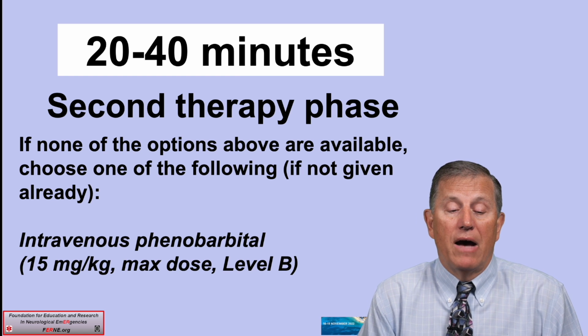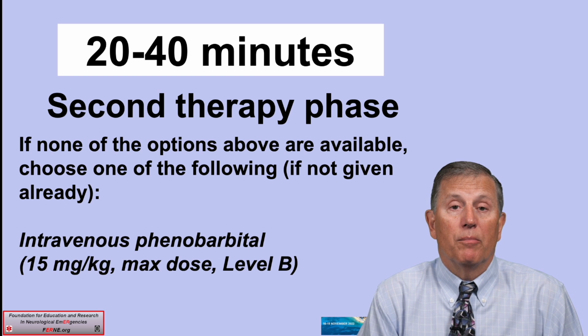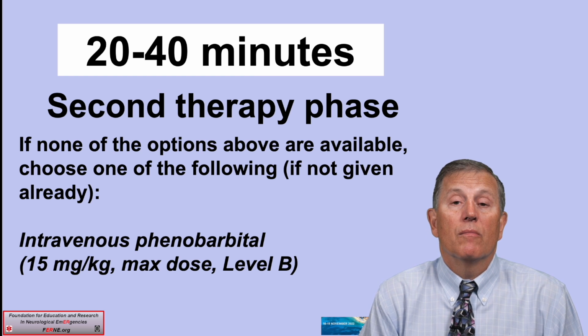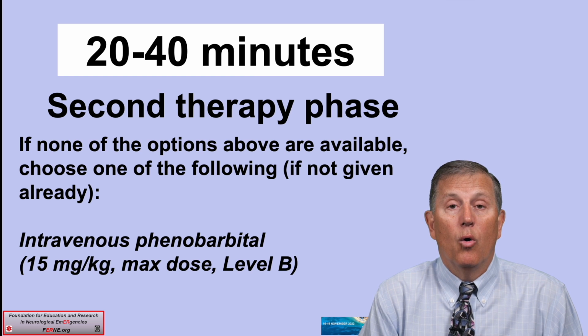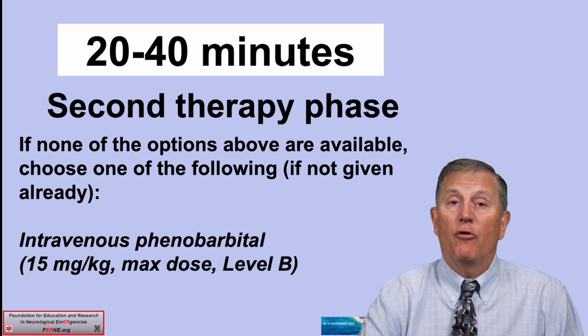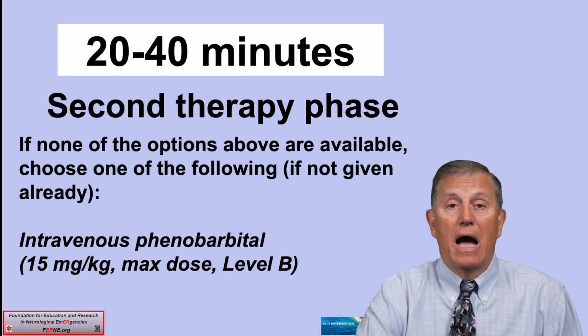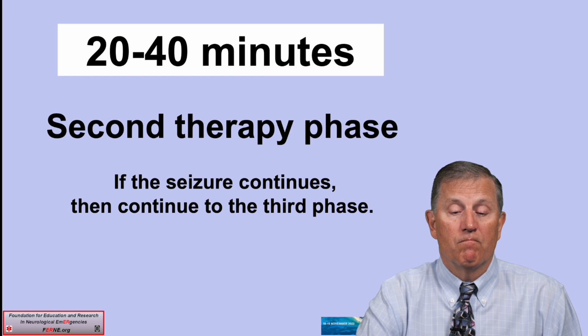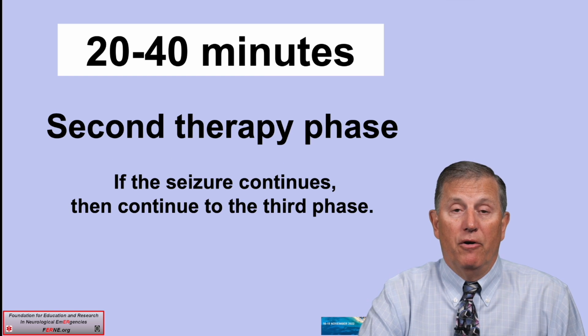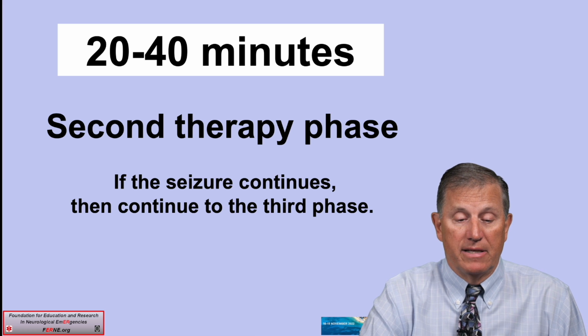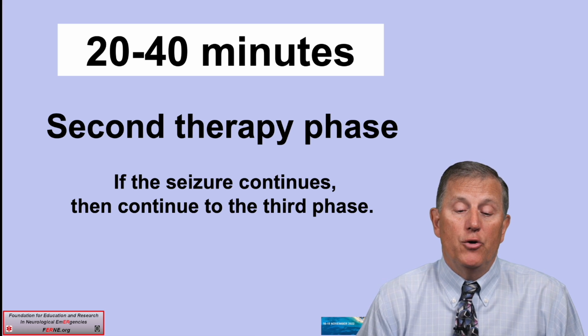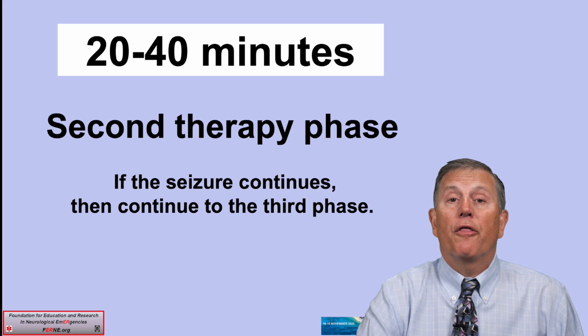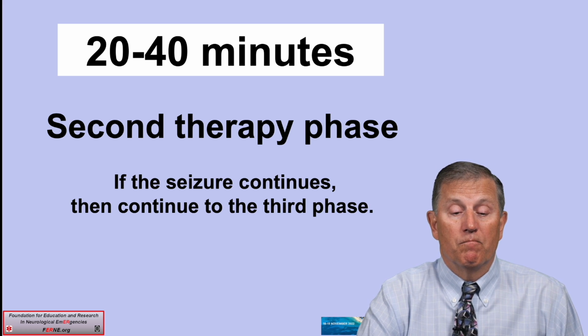Now, if none of the above options are available, that would be fosphenytoin or levetiracetam or valproate, then there is an option to give intravenous phenobarbital, again 15 milligrams per kilo, maximum dose, with level B support for its efficacy for ongoing status epilepticus. At the end of this 20-minute period, which understandably could take a short amount of time longer, if the seizure continues, then it's important to continue to the third phase of treatment.